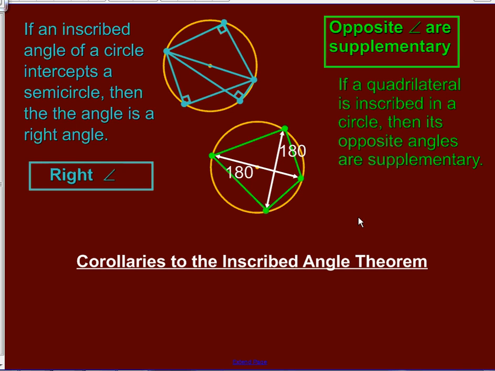Okay? So when you know these corollaries and that initial inscribed angle theorem, then you'll be able to solve any type of questions that may arise involving inscribed angles or intercepted arcs.